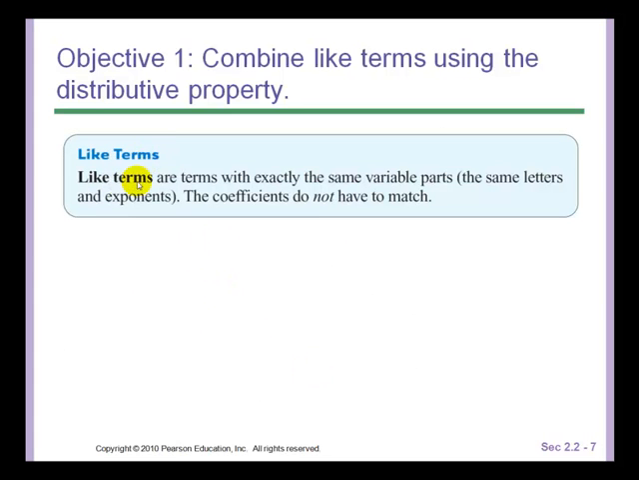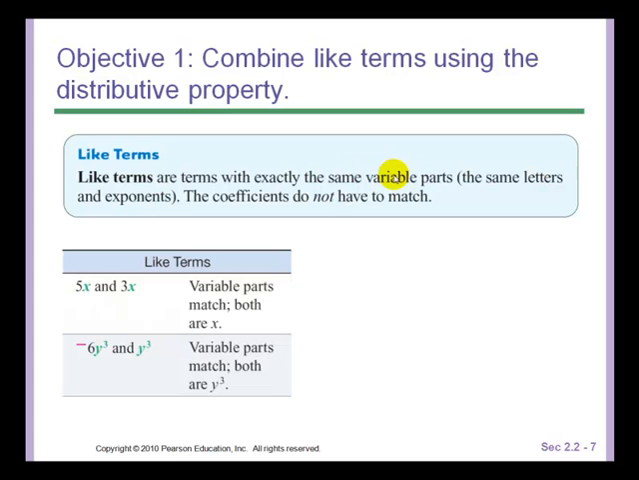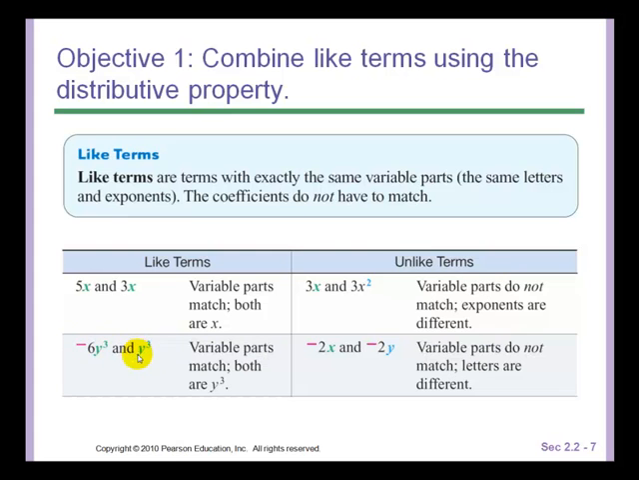Like terms. Like terms are terms with exactly the same variable parts. They have the same letters and the same exponents. The coefficients do not have to match. So like terms are the variable parts, so the letters and the exponents on the letters. Here are two examples of like terms. 5x and 3x. The variables match, they're both x's. And negative 6y cubed and y cubed. These are like terms. They both have y cubed.